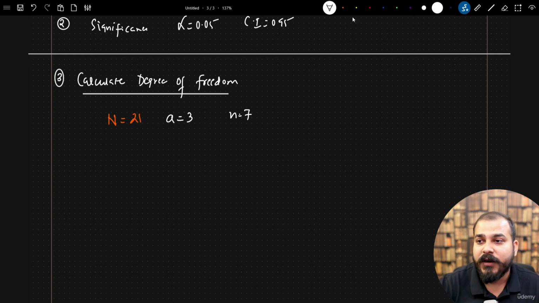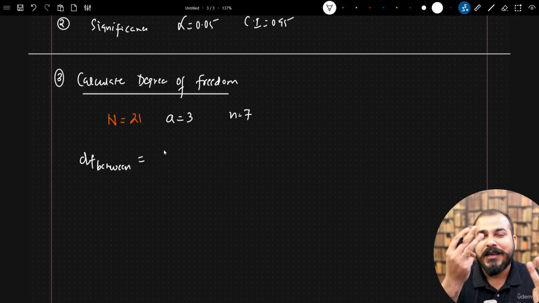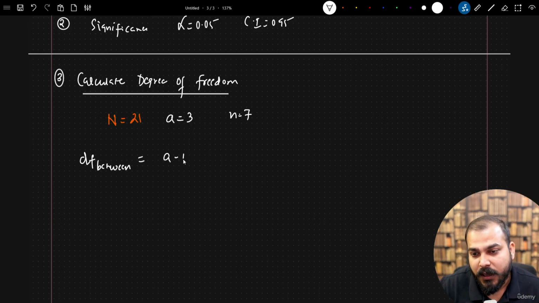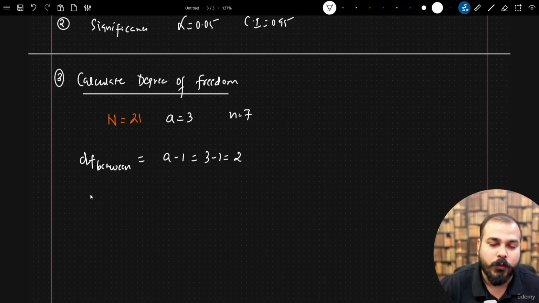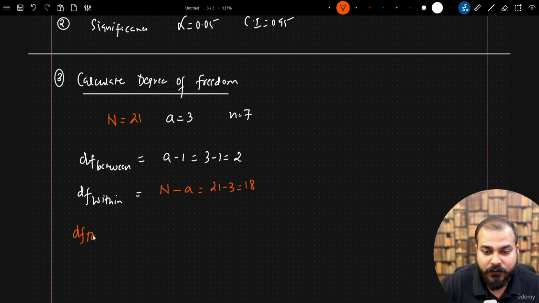So for this, first of all, we need to calculate degree of freedom between samples. And between samples, how do I do it? Because I'm considering 3 samples, it will be very simple. A minus 1, which is 3 minus 1, which is 2. And then we'll calculate degree of freedom within. Now degree of freedom within the sample, obviously it is simple. You can use n minus a, with respect to the 3 categories. So this will be 21 minus 3, which is 18. And then finally you have degree of freedom total, which is very simple, n minus 1, which is 20.